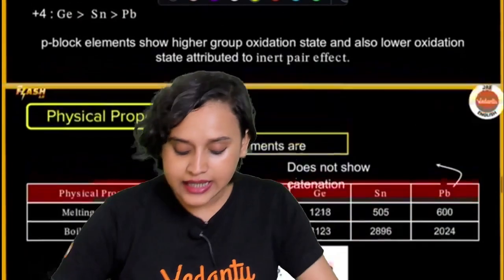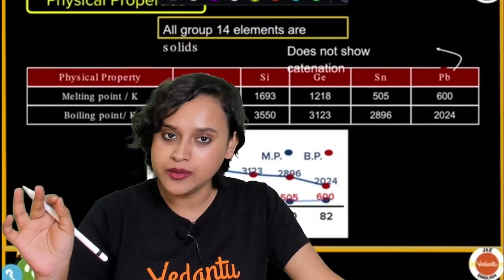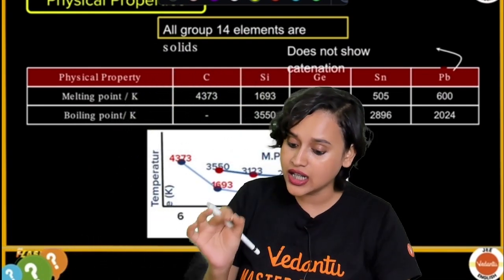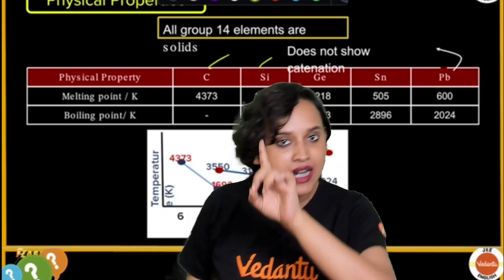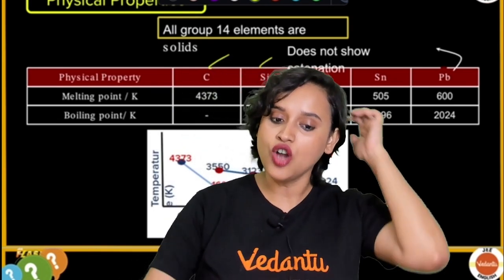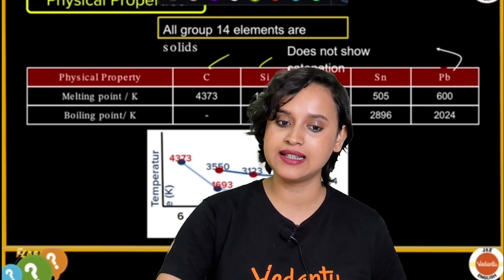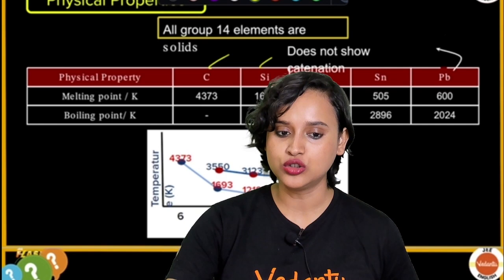All right. Moving on. We see that all the group 14 elements, by the way, are solids. Yes, they do show catenation, but only carbon and silicon can show catenation. Lead cannot show catenation at all. All right, everybody. Is this clear? Okay.